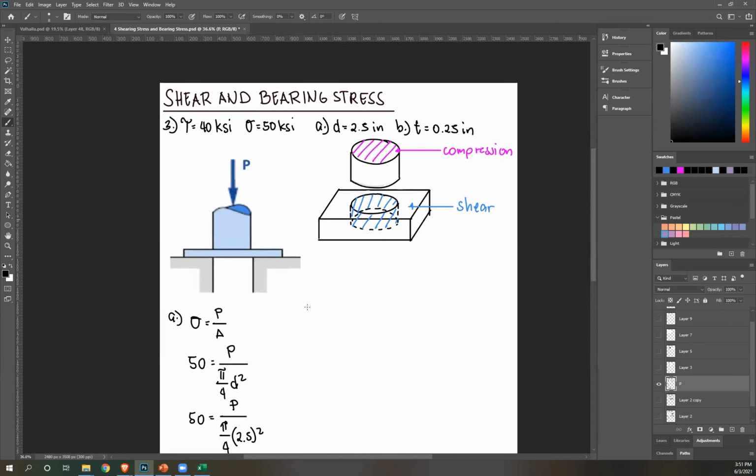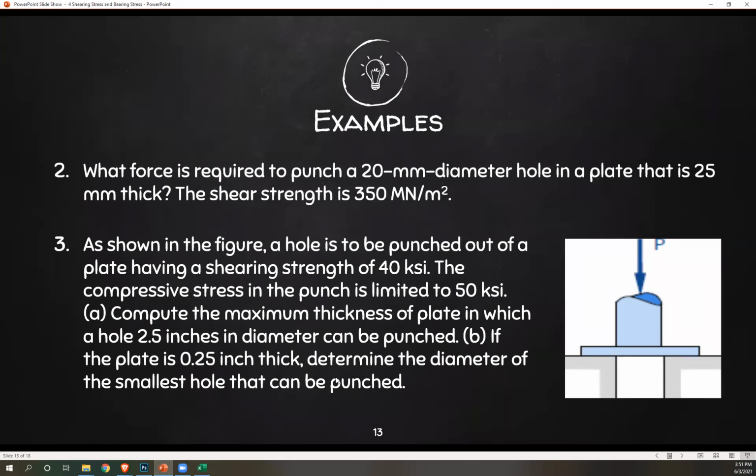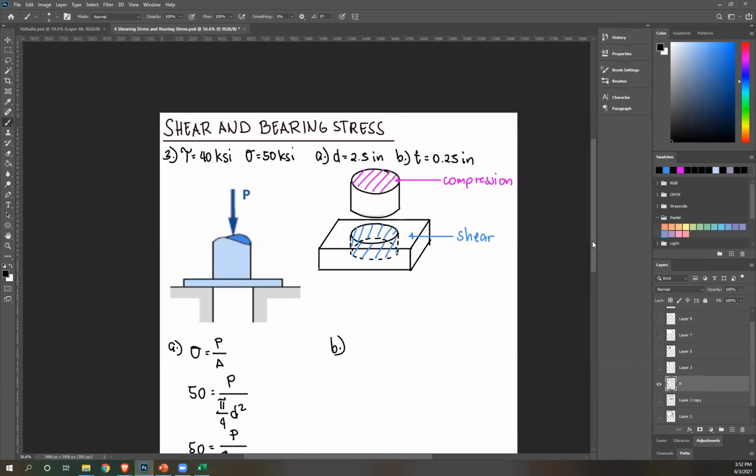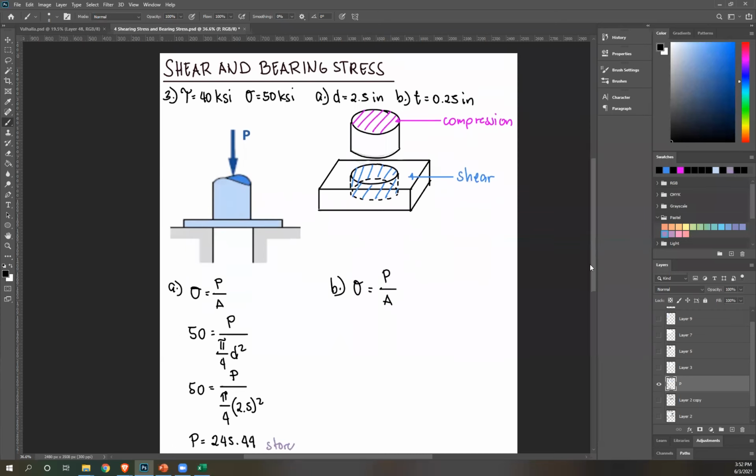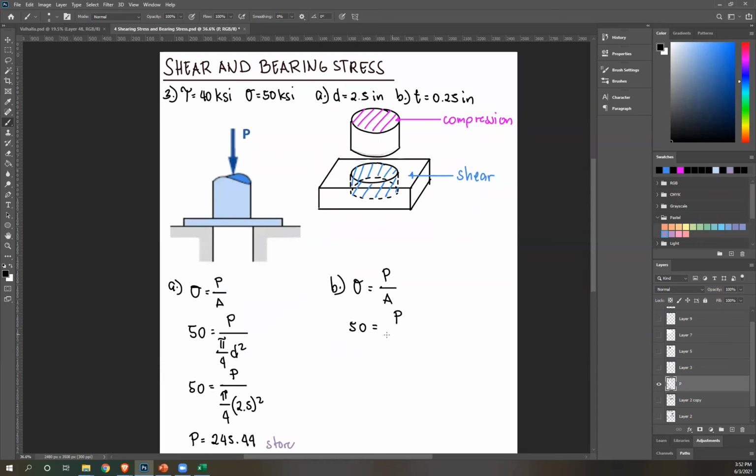Now let's do part B. Okay. So for part B, what we're looking for now is diameter. Previously, we were given diameter, looking for thickness. Now we're looking for diameter given thickness, 0.25. So same thing applies. We're still looking for the maximum force, but now we're not given diameter. So same equation, stress equals P over A. So stress is still 50. And now the area is also pi over 4 d squared.